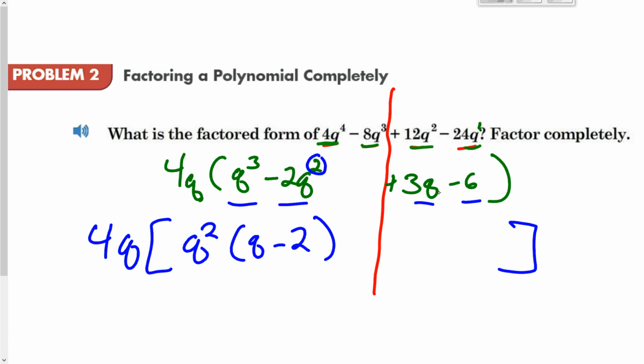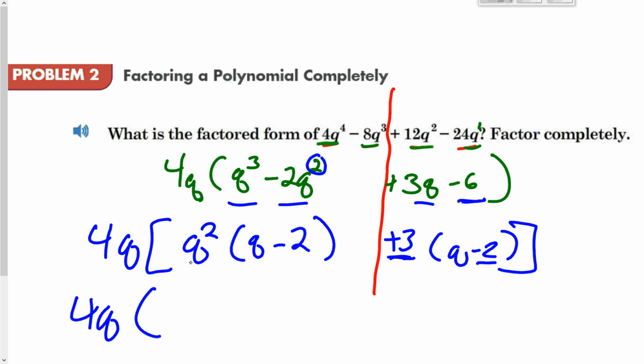In this one, what can I take out? You should have a q minus 2 left. So you can ask yourself, what times q is 3q? That means a positive 3. Make sure you put the plus sign. And then check. 3 times negative 2 is negative 6. So you're good. So that 4q from the beginning is out front.